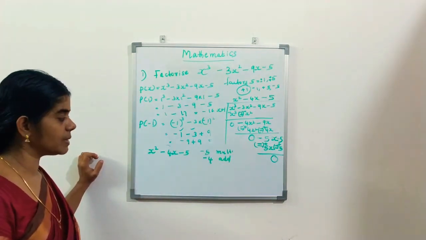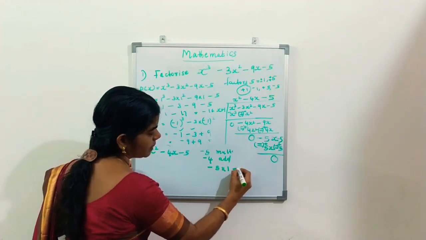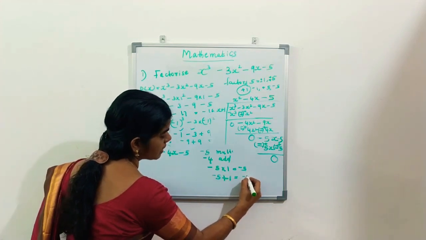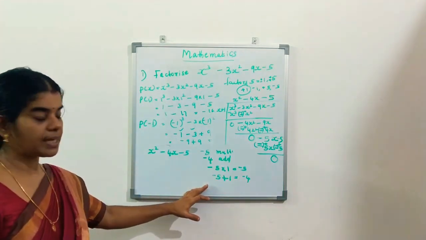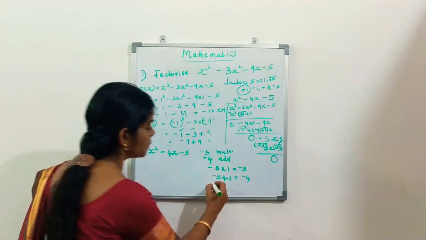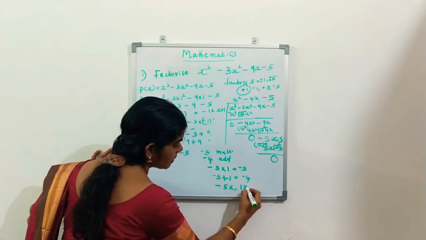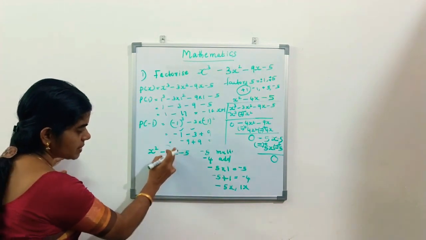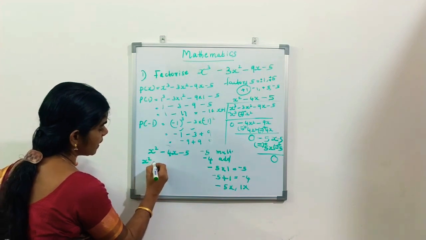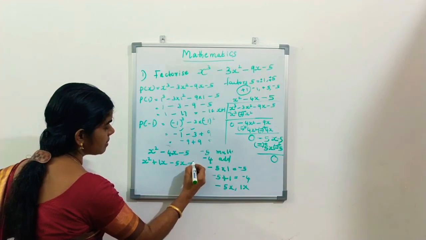What will be the two numbers? Just look. Minus 5 into 1, you are getting minus 5. Minus 5 plus 1, that you are getting minus 4. Therefore, the numbers are minus 5 and 1. Here the variable is x. Therefore, we can write minus 5x and 1x as the numbers. Using that, we can split this middle term minus 4x. Therefore, x square plus 1x minus 5x minus 5.